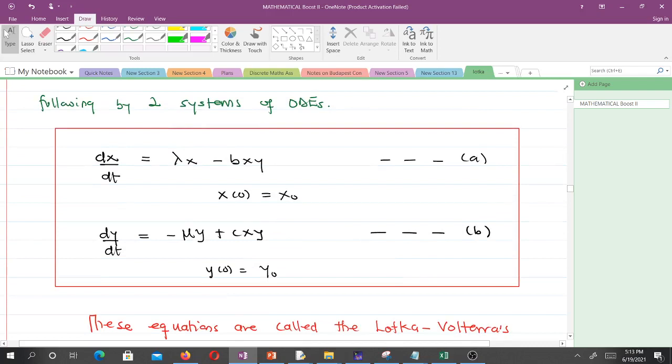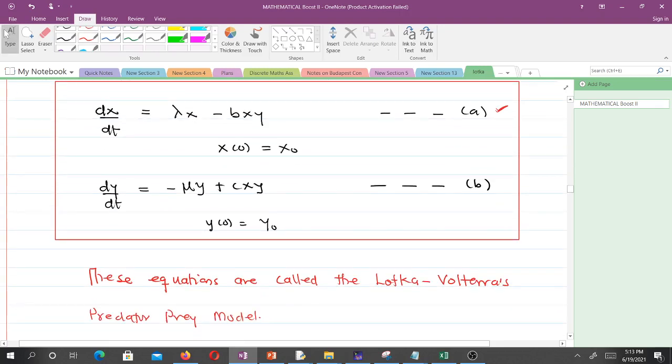So you can see that in the absence of the predators, we had dx/dt equal to lambda x, but when they interact, the population of the prey is going to reduce by minus bxy, and that of the predators is going to increase by cxy. Okay, so these equations are what we call the Lotka-Volterra predator-prey model. All right, I hope you get it.